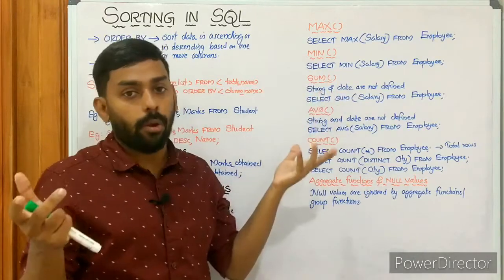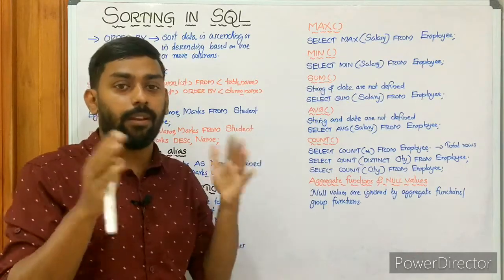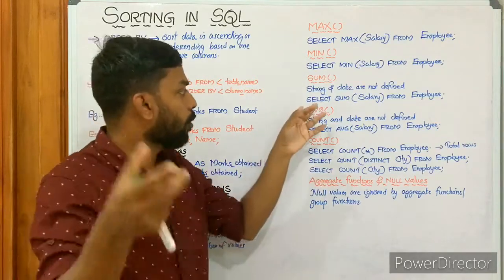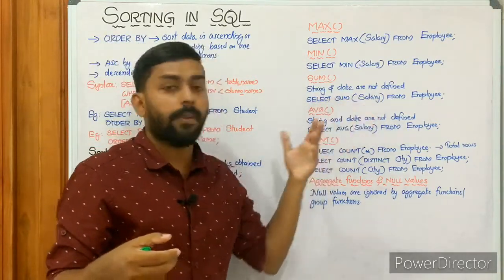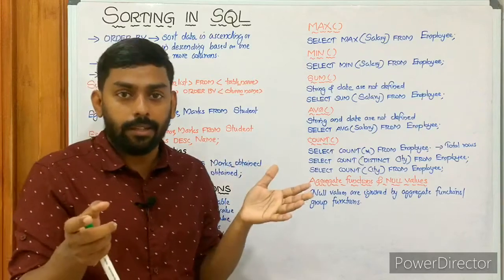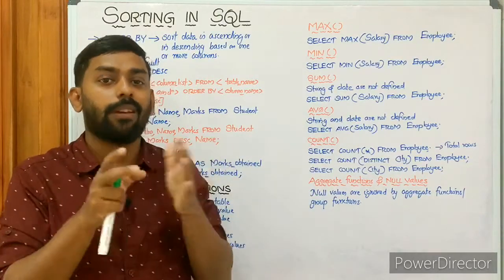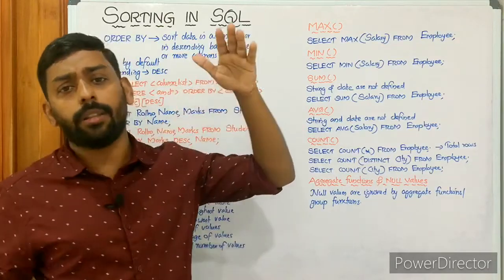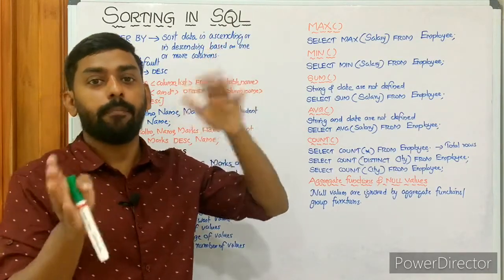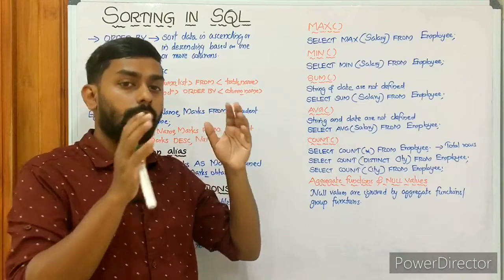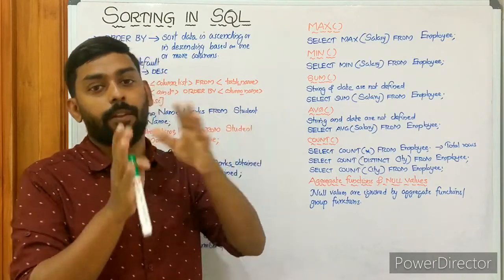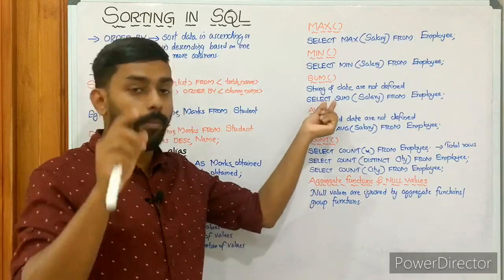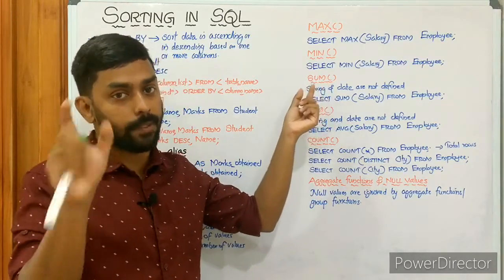Then sum. String and date are not defined. As I've already told you, string and date cannot be applied with sum, because we can't find a sum. Only for numeric. Select sum of salary from employee. Suppose there are 30 employees, and it finds the total of all the salaries: salary of employee 1 plus salary of employee 2 plus 3 plus 4 up to 30. So there will be only one value, and the column name will be sum of salary.